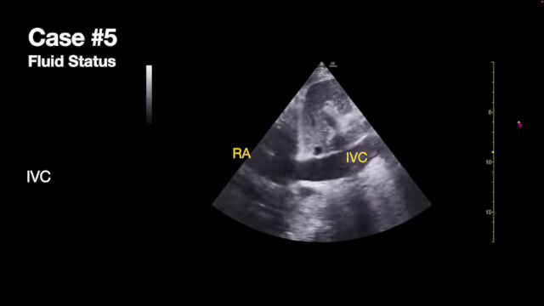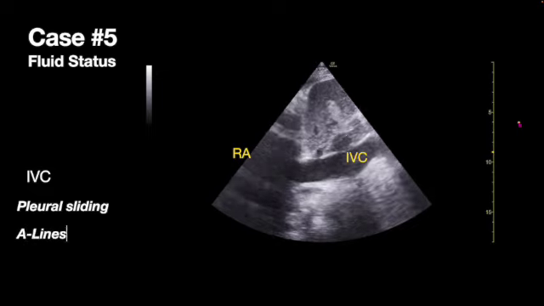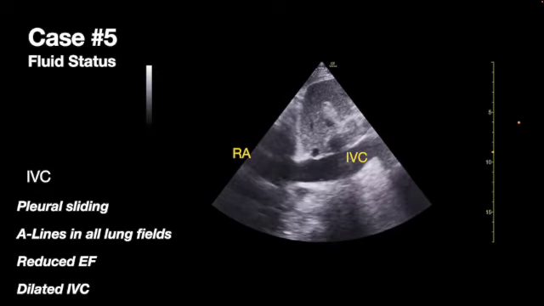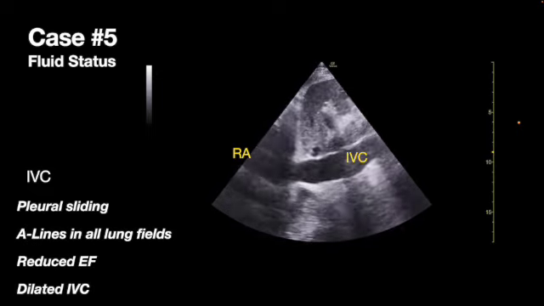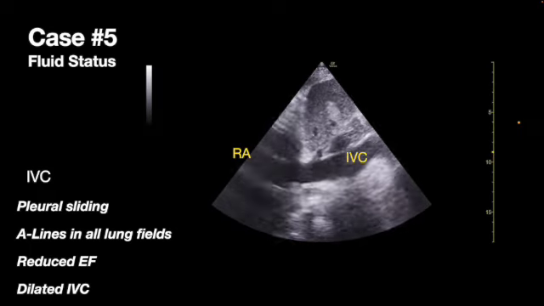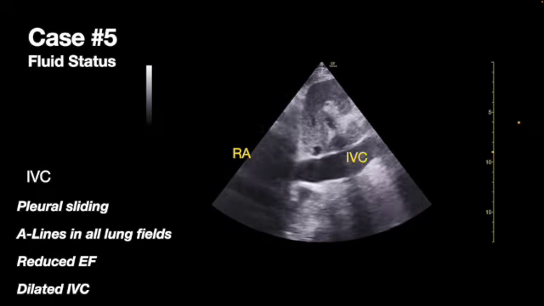All right. So this individual, they have good pleural sliding, they have dry lungs, they have reduced ejection fraction, which we know about, but they also have a dilated IVC, increased central venous pressures. They're likely going to be fluid responsive. I'm going to give them some fluids. The amount I'm going to be very cautious with.